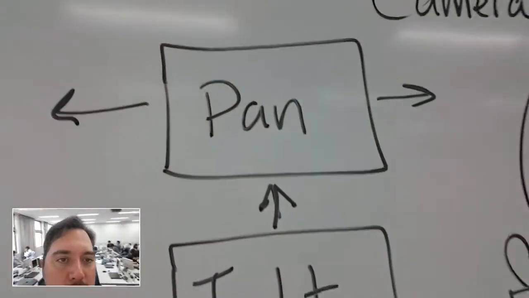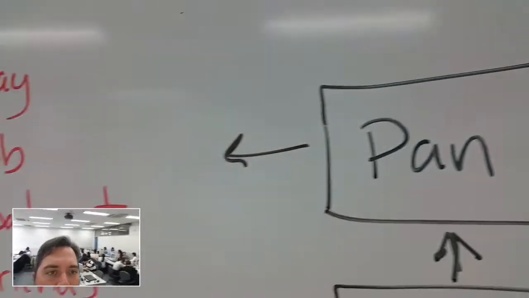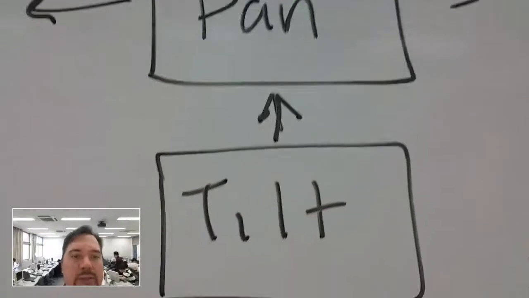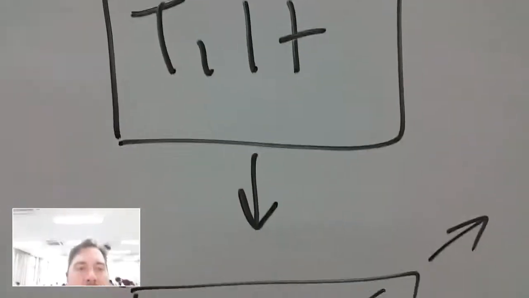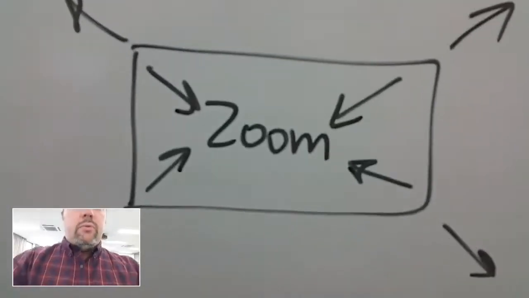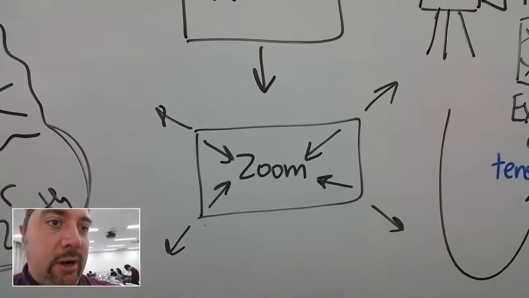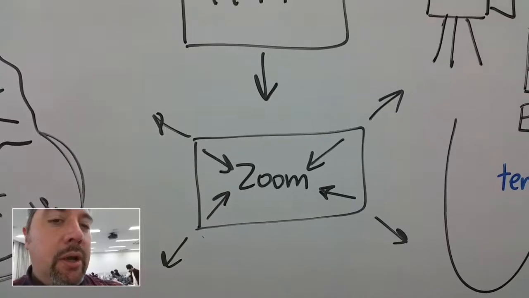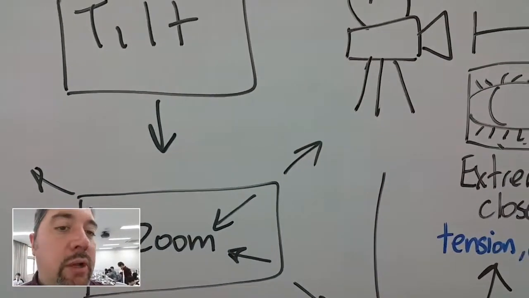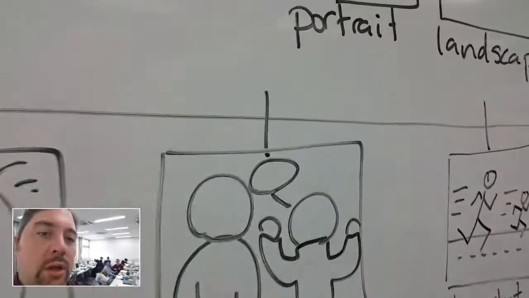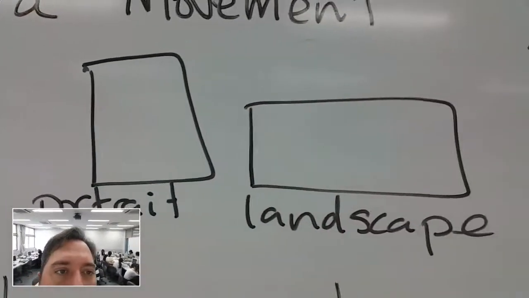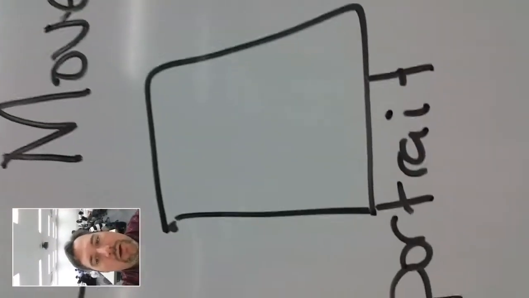We also have 3 movements. Pan, moving from right to left, tilt, moving up to down, and zoom, moving in and out. And those all tell different kinds of stories, and helping us move the camera in certain ways during video helps us tell stories.